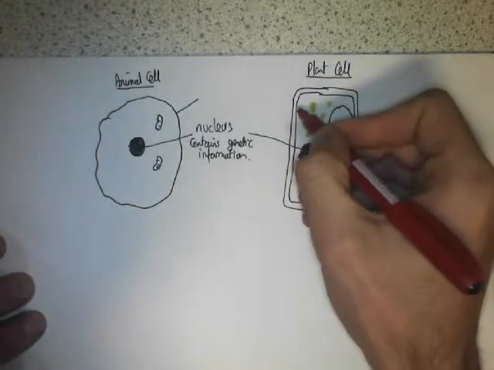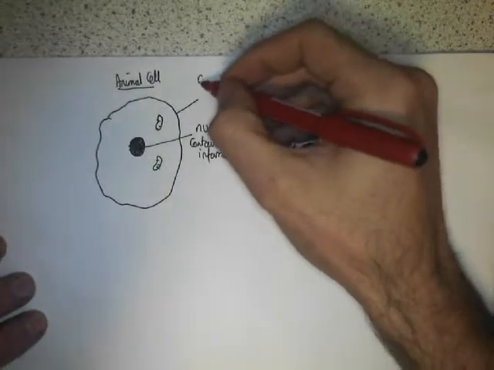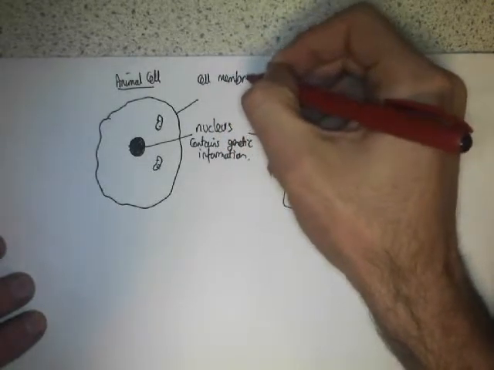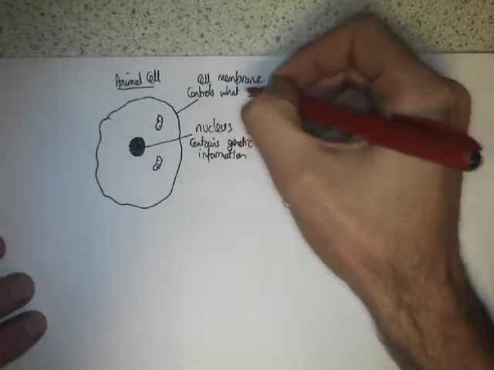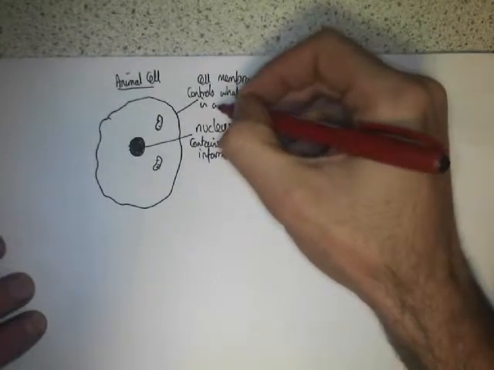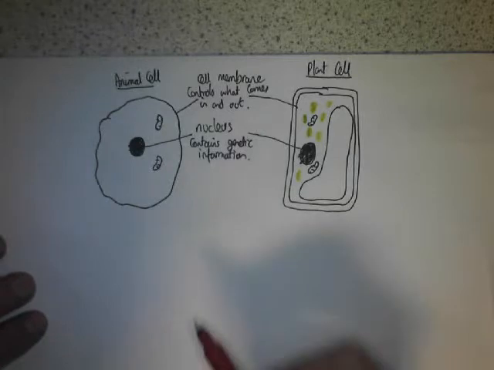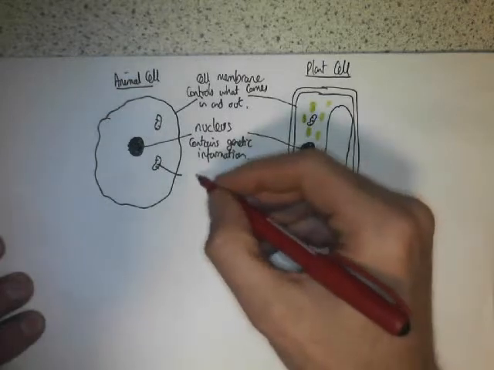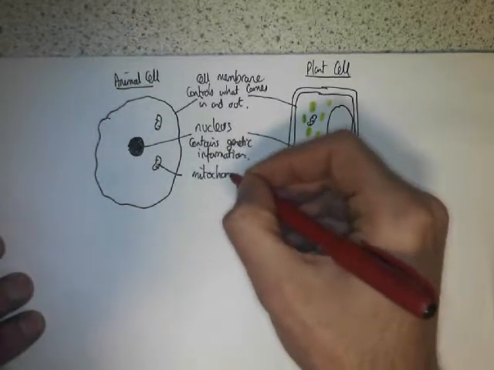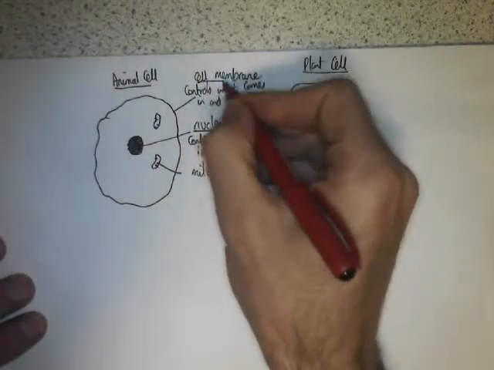Now, this line here, the inside line for the plant cell and the line for the animal cell is your cell membrane. And that just controls what comes in and out. Okay, so it's nucleus, cell membrane. Right then, any other similarities? Well, two more similarities. One is a little bit more obvious than the other. This one is the mitochondria. And this is the site for respiration.